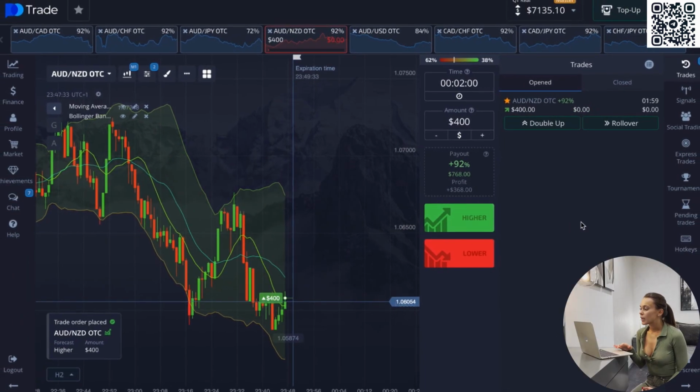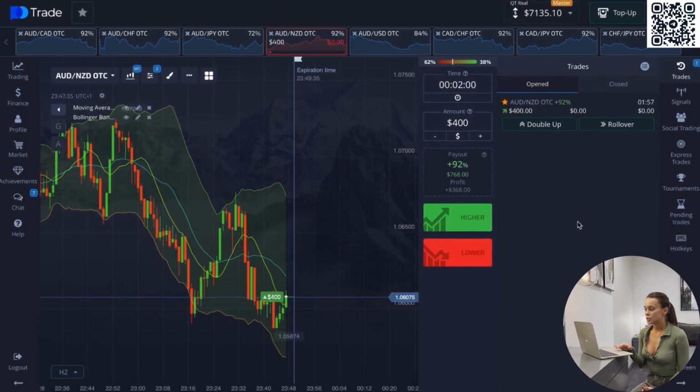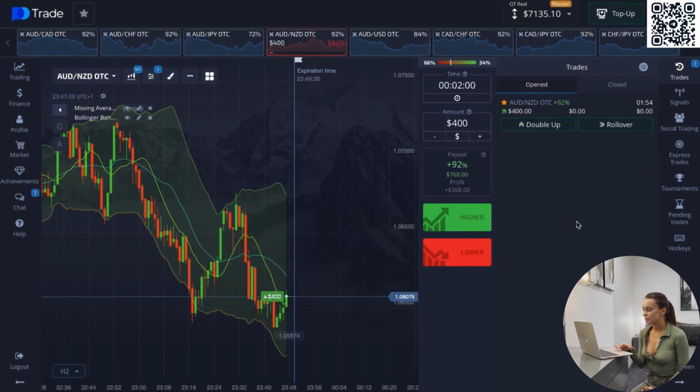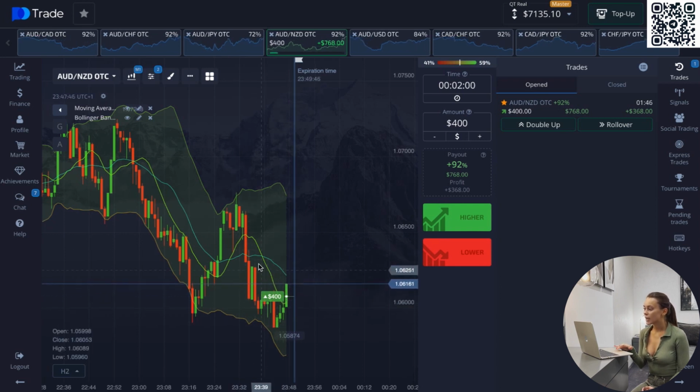So here I immediately found a good position for promotion. We see that the price moved from the upper border of the Bollinger Bands indicator to the lower one, after which it pushed off and crossed the moving average line from the bottom up. This is a great opportunity to open a position for an increase. So here I open this deal. We are waiting for its completion.